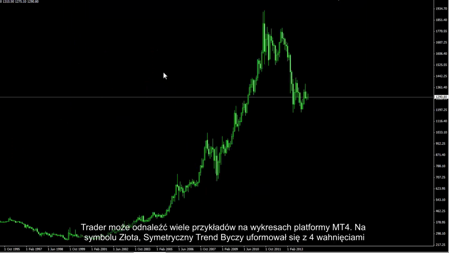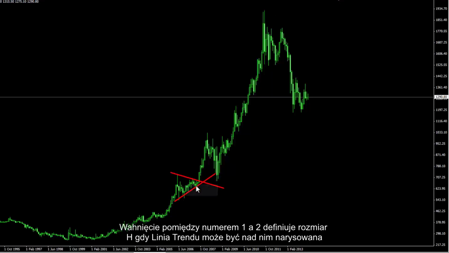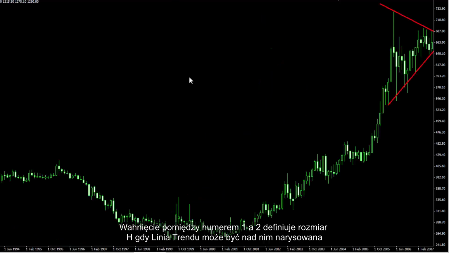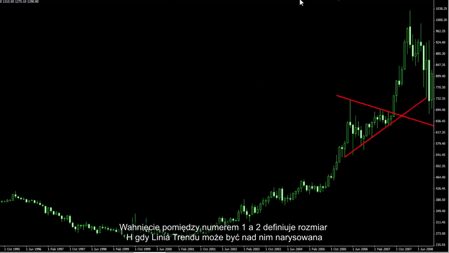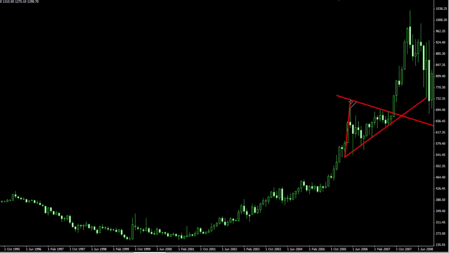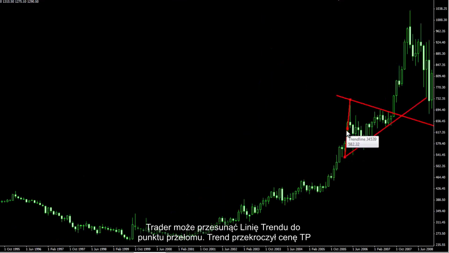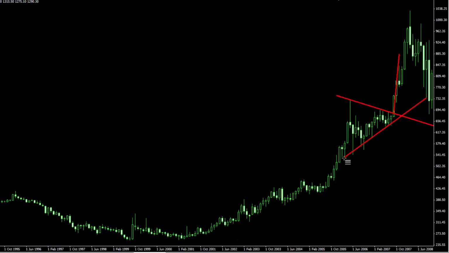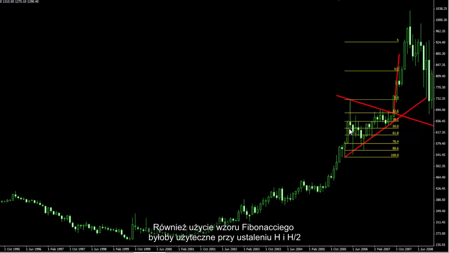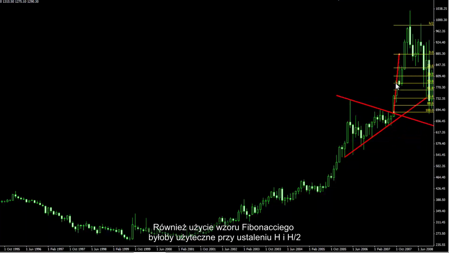A trader can find several examples on the chart in the MetaTrader 4 platform. On a gold symbol, a symmetrical bullish triangle has formed with 4 swings. Swing number 1 and 2 specifies the H amount, where a trend line can be drawn over it. A trader can relocate that trend line to the breakout point. Trend has passed TP price. Even using a Fibonacci would be advantageous to determine H and H2.